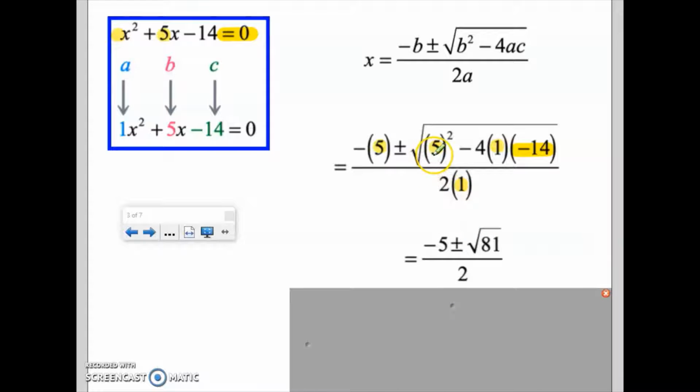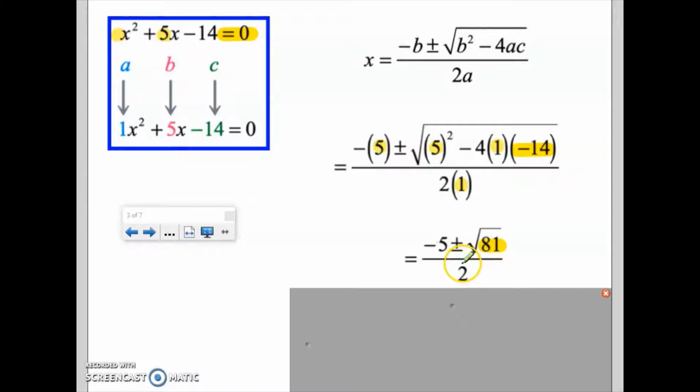So what I did is I simplified the values under the square root sign. This part of the quadratic equation is known as the discriminant. And in this case, the discriminant would be 81. The fact that it is positive is important. We'll talk about that later on in the video. So now we're left with minus 5 plus or minus root 81 over 2.